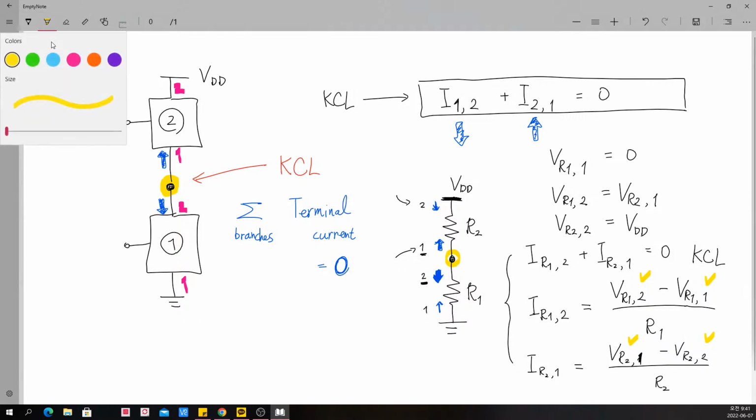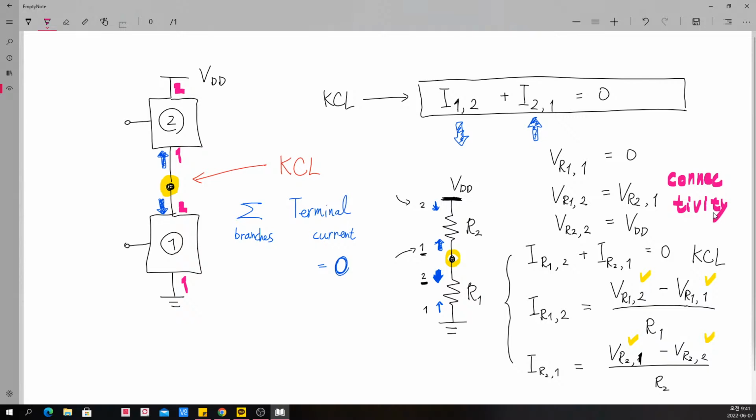Because this is related with connectivity. So they are connected. They are meeting together at a certain terminal, at a certain circuit node. That's the reason why they are at the same voltage. Okay, so connectivity comes in at this point.